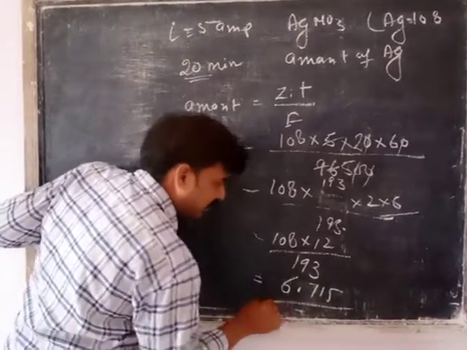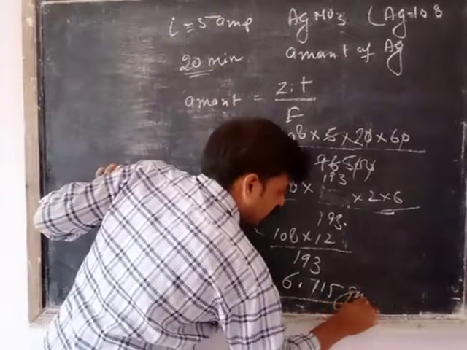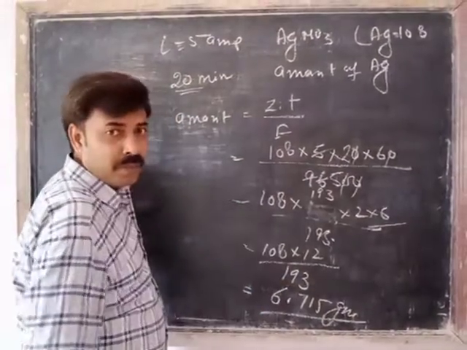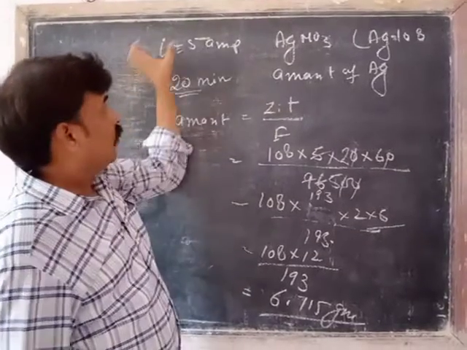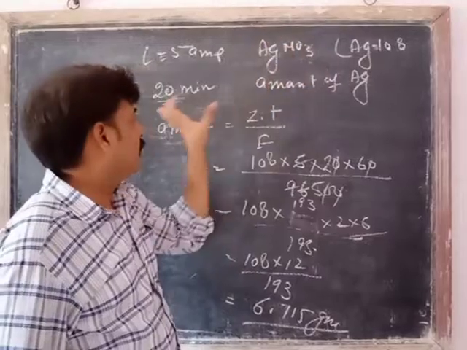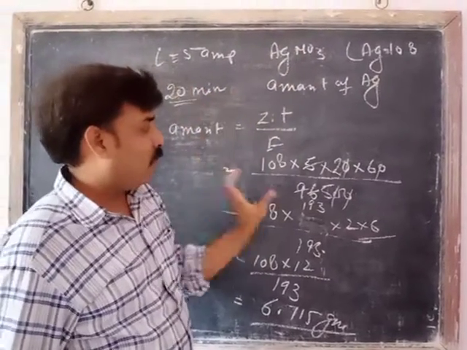6.715 grams. This much amount of silver will be deposited by passing 5 ampere current through a silver nitrate aqueous solution for 20 minutes if the value of the Faraday constant is 96500.